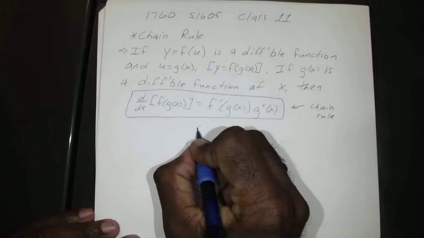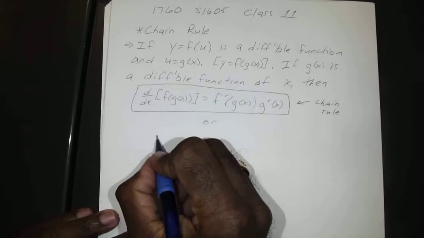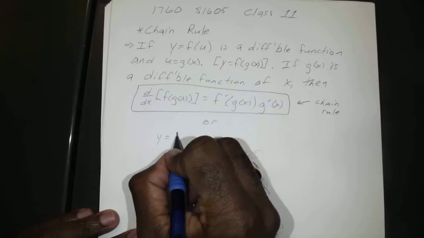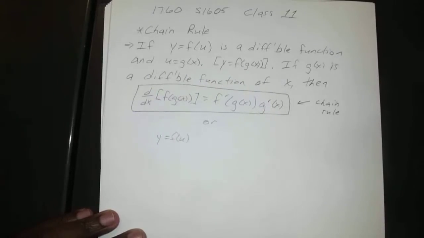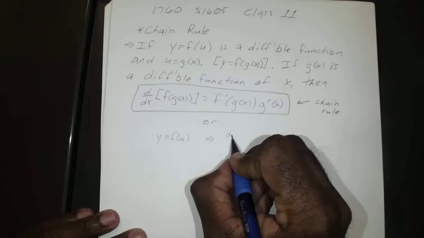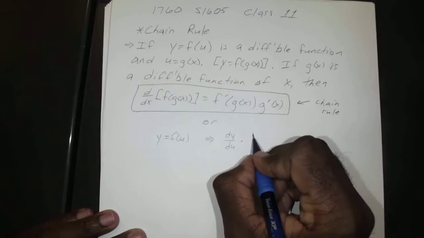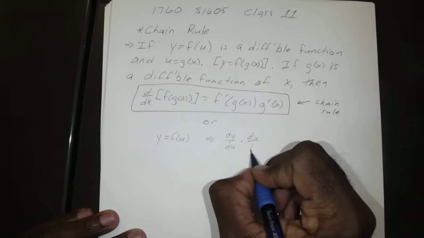Okay, or in some cases, you may see if y equals f of u, then the chain rule is derivative of y with respect to u times derivative of u with respect to x.